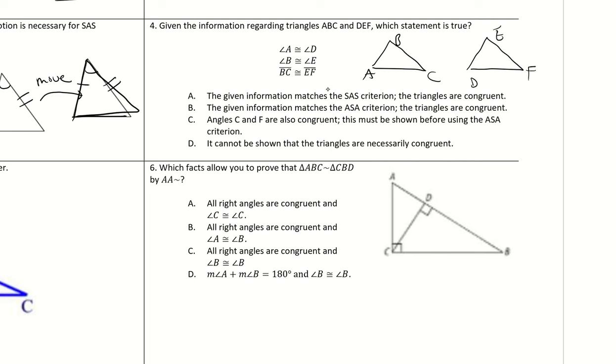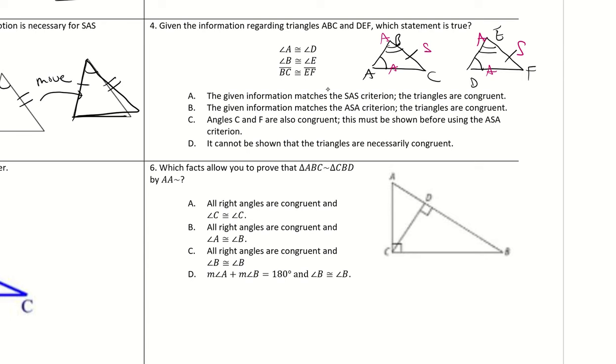Okay, so they said that angle A is congruent to angle D, to this angle here. And then angle B is congruent to angle E. And then it says that BC is congruent to EF. So what can we say about these two triangles? Well, are they congruent? Well, first off, yeah, they're congruent by angle, angle, side. So we got ourselves angle, angle, and then side. So that's a theorem or postulate for congruent triangles.